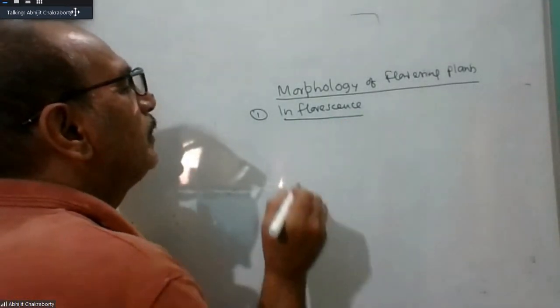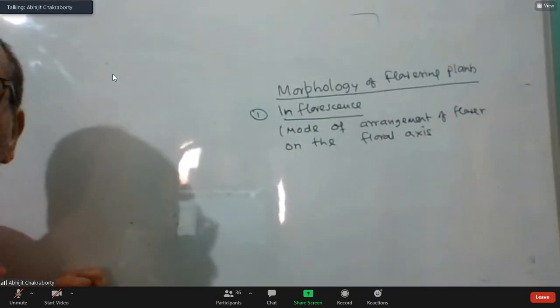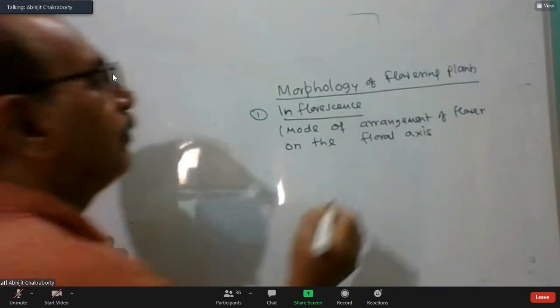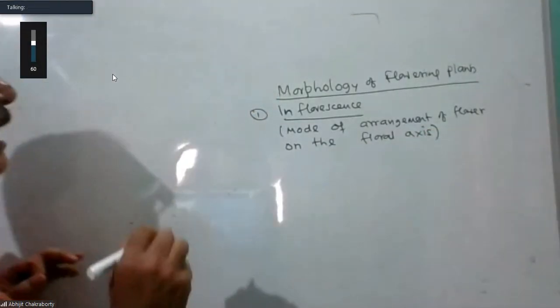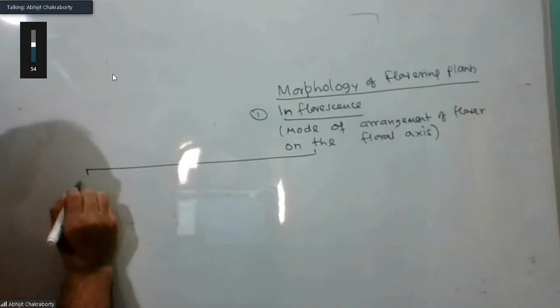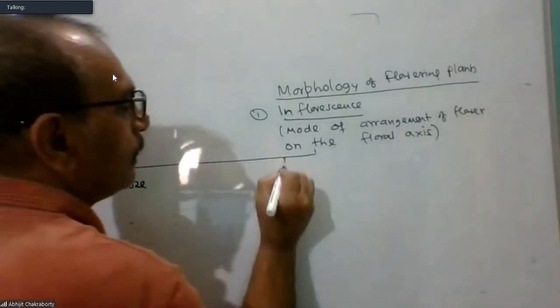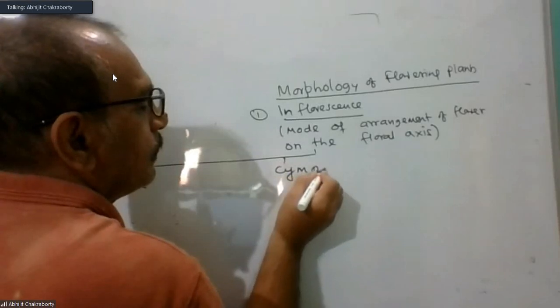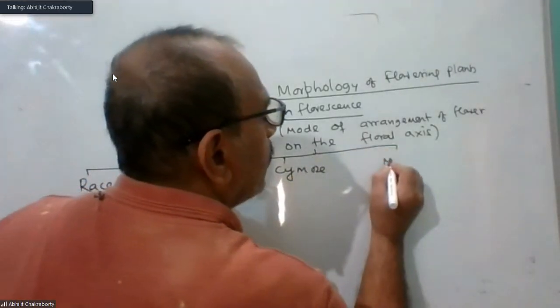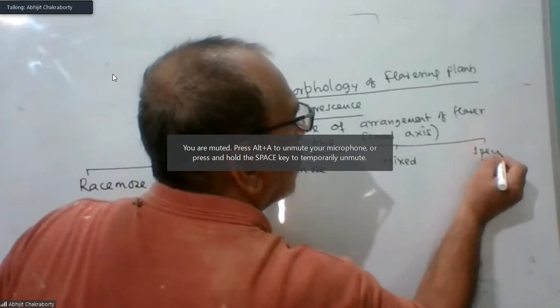Now, the inflorescence axis is the mode of arrangement of flowers on the floral axis, and then you can call it inflorescence. And it is of the following types: racemose, cymose, mixed, and special.